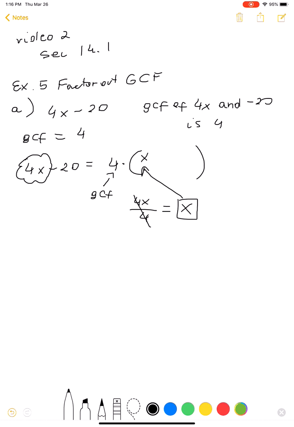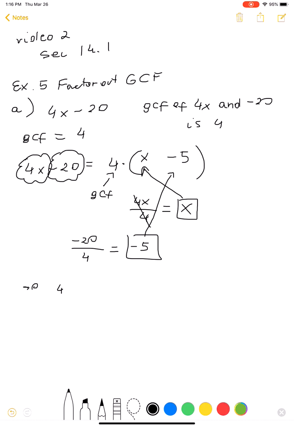Okay. Next, you're going to take the second expression, which is negative 20, and you're going to divide by GCF, which is 4. That will give you negative 5, and that negative 5 goes inside of the parenthesis. So 4x minus 20, when you factor your GCF, which was 4, is the same as 4 times x minus 5.